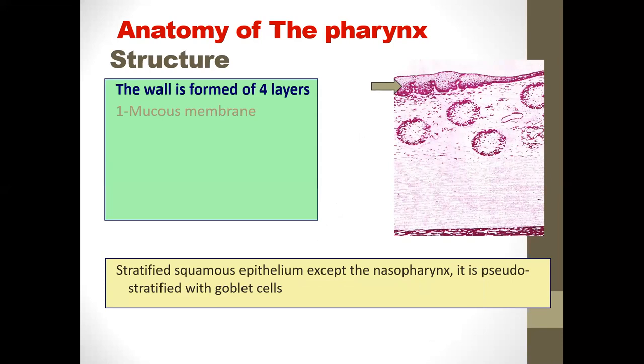The first layer, from inside to outside, is the mucous membrane. The mucosa is the inside lining of the pharynx, and we note that it is pseudostratified ciliated columnar epithelium in the nasopharynx, whereas in the oropharynx and the hypopharynx, it is stratified squamous epithelium. So the mucosa in the nasopharynx is continuous with the mucosa of the nose, which is respiratory epithelium. Respiratory epithelium also extends into the Eustachian tube and projects into the tympanic cavity. So the mucosa in the nasopharynx is similar to the one in the nose, the Eustachian tube, and the middle ear.